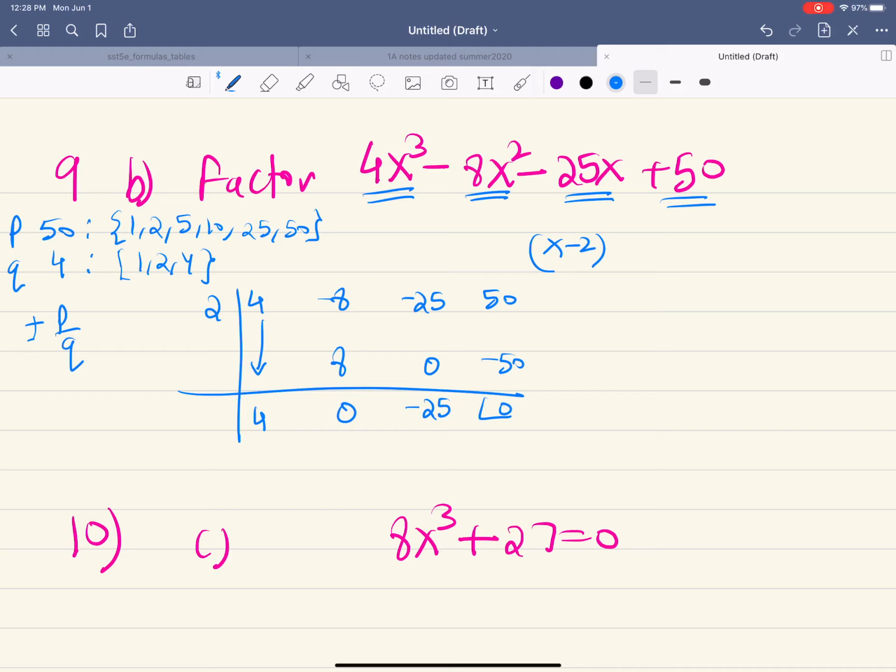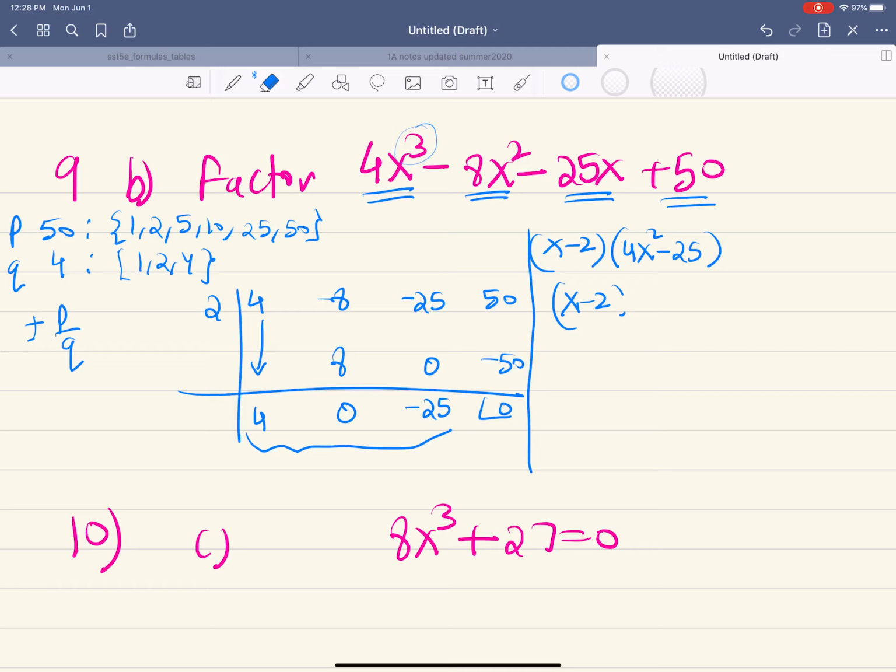Okay. And I also have the reduced polynomial over here. This was a cubic. Now I have a second degree, which would be 4x squared plus 0x, I don't need to write that, and minus 25 without an x. Reduced polynomial, 1 degree lower than what we started with. Now looks like this can be factored more. We have x minus 2, and then this would be 2x plus 5 and 2x minus 5.